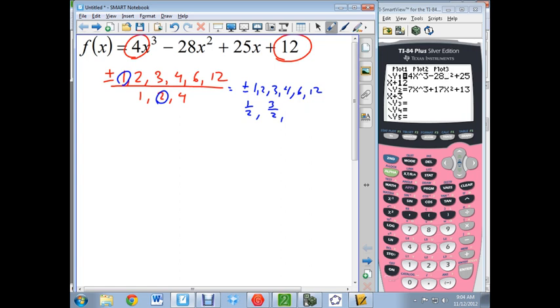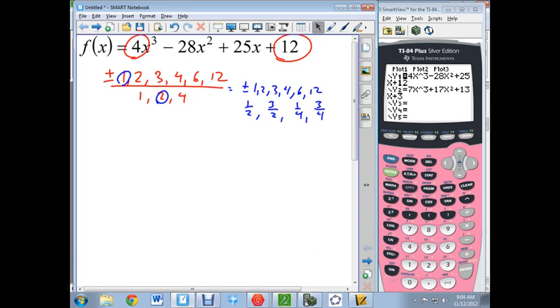Now I'm going to divide them all by the 4. 1 divided by 4 is a fourth, 2 divided by 4 is a half, which I already have, 3 divided by 4 is 3/4, 4 divided by 4 is 1, 6 divided by 4 is 3 halves, which I already have, and 12 divided by 4 is 3. So again, there were a lot of repeats that I didn't have to test.